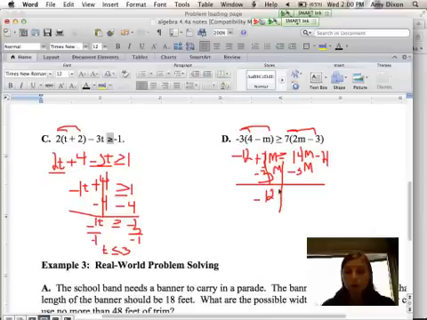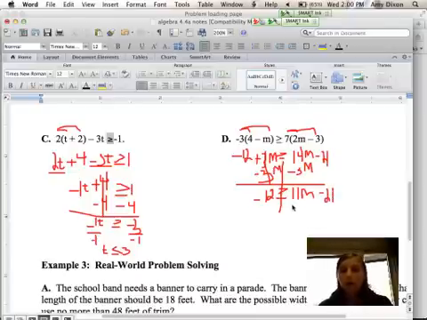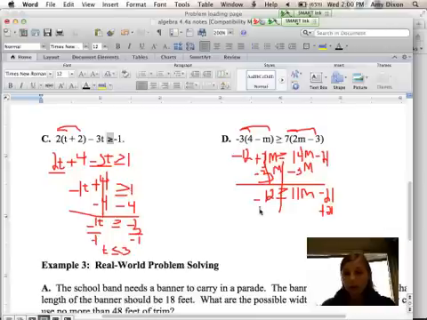Our negative 12 has to be greater than or equal to, and then 14m minus 3m gives us 11m. And then bring down the negative 21. All right, so now we've gotten our m's taken care of, so now we need to get the 21 over with the 12. So we're going to add 21 to both sides. Negative 12 plus 21 is going to give you a 9, so you're going to get 9 is greater than or equal to 11m.